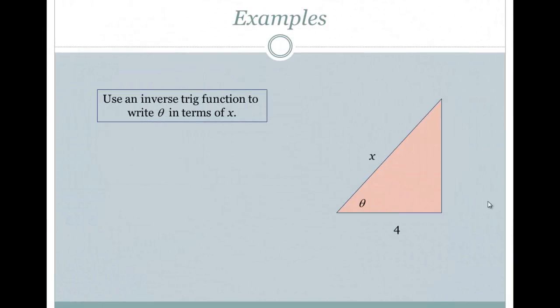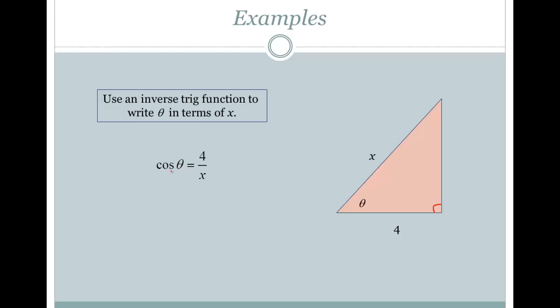Here's a little different problem. I want to use an inverse trig function to write theta in terms of x. Okay, and so I have a right triangle here. Here's my right angle right there. And so I should be thinking about right here that cosine of theta is equal to 4 over x. And then if I wanted to solve this for theta, obviously I would take the arc cosine of both sides.